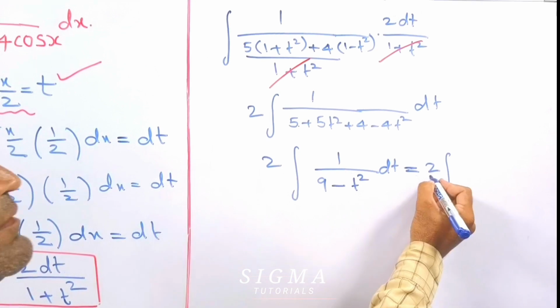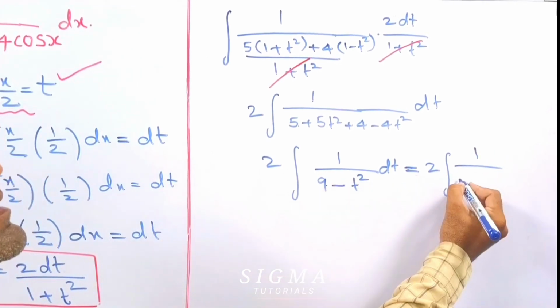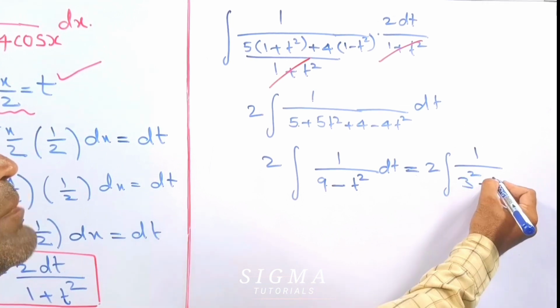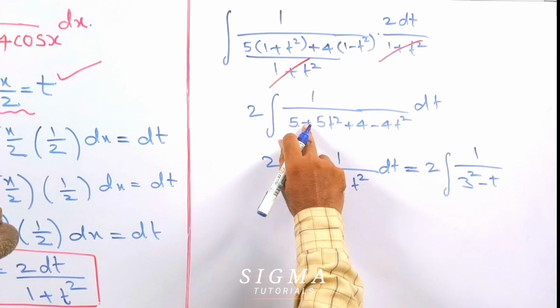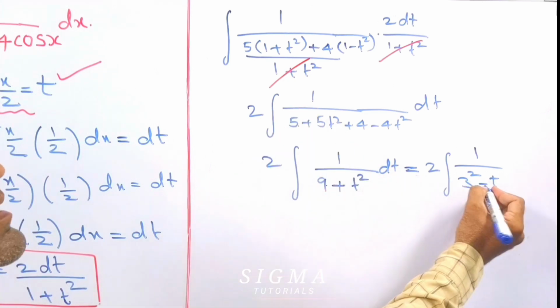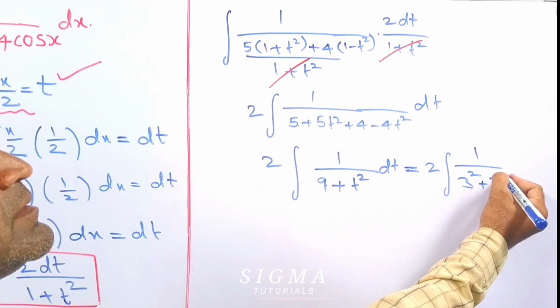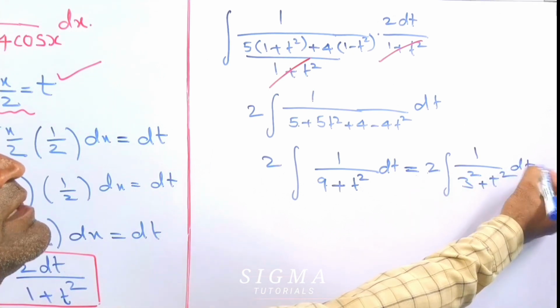In the next step, I will write 2 integration 1 upon this 9, which can be written as 3 square minus, here it will not be minus, it will be plus, since the sign of 5t square is plus. So it will be only t square, and dt we can write.